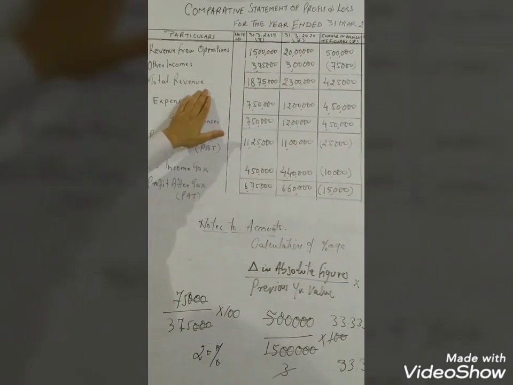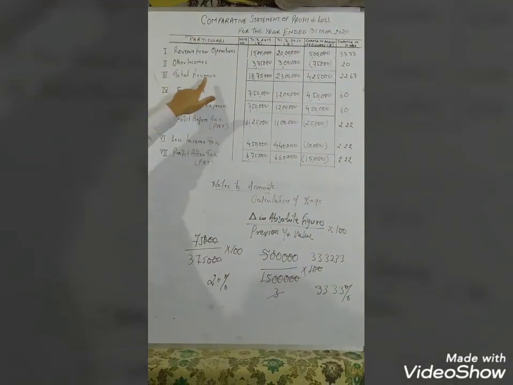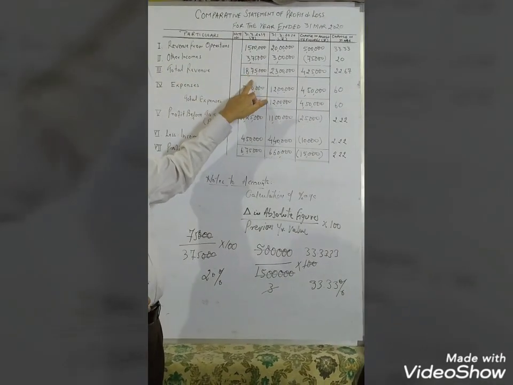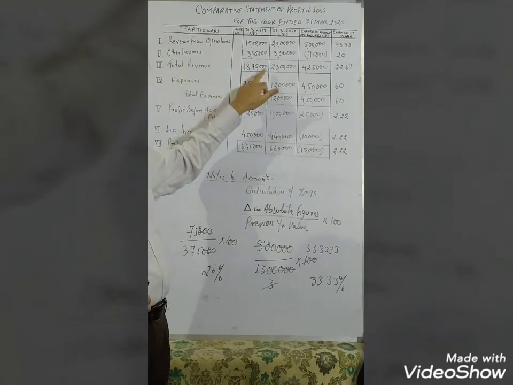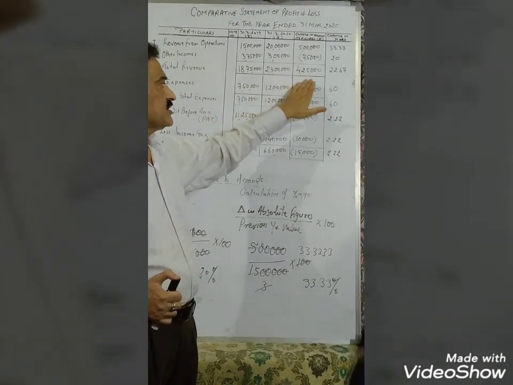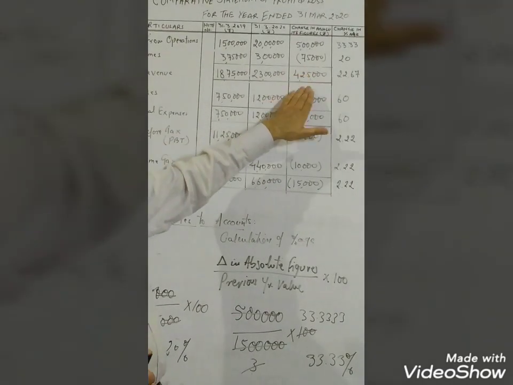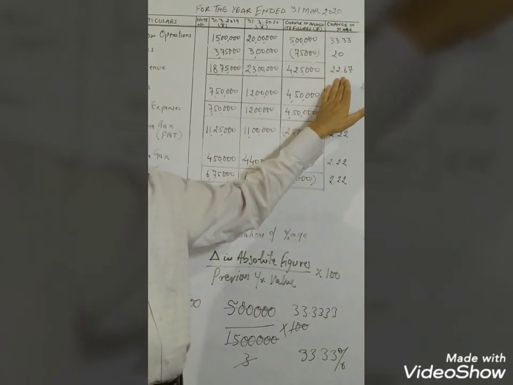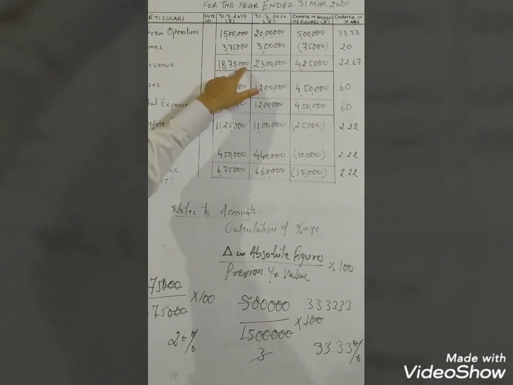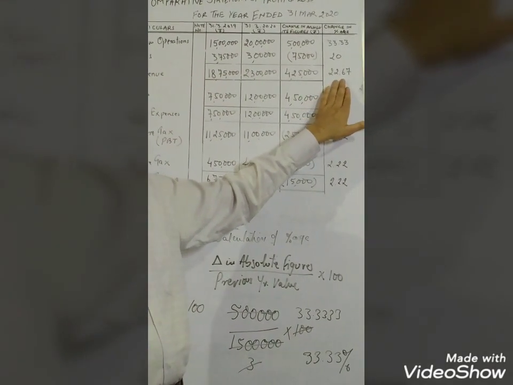Now we have to make the total of revenue from operation and other incomes. This will become total revenue under serial number 3. This will become 18,75,000 for the year 2019 and 23 lakh for the year 2020. The difference between the two is rupees 4,25,000. This is an increase. Now this increase will also be converted into percentage by dividing 4,25,000 by 18,75,000 multiplied by 100. This will result in 22.67%.